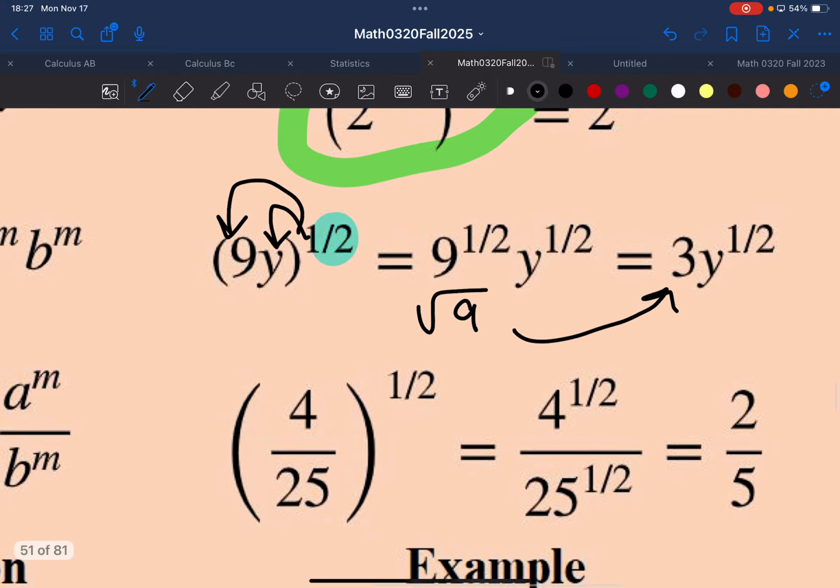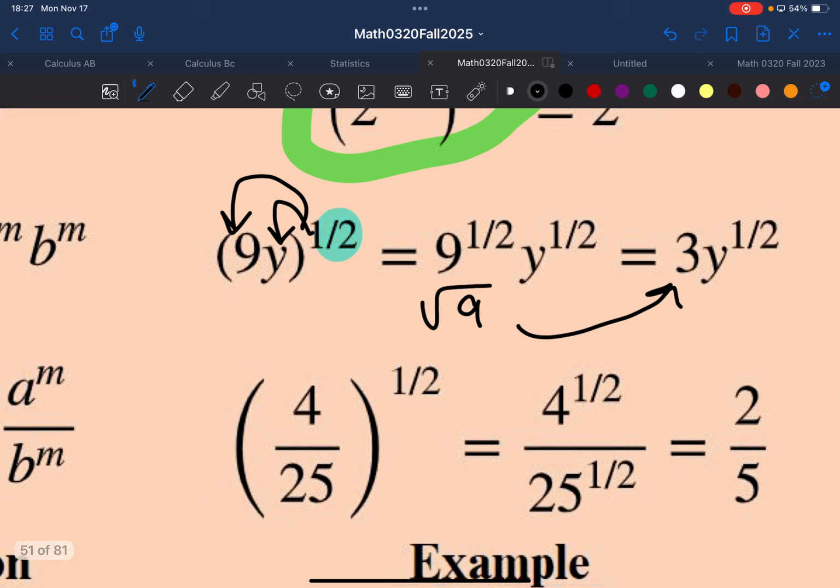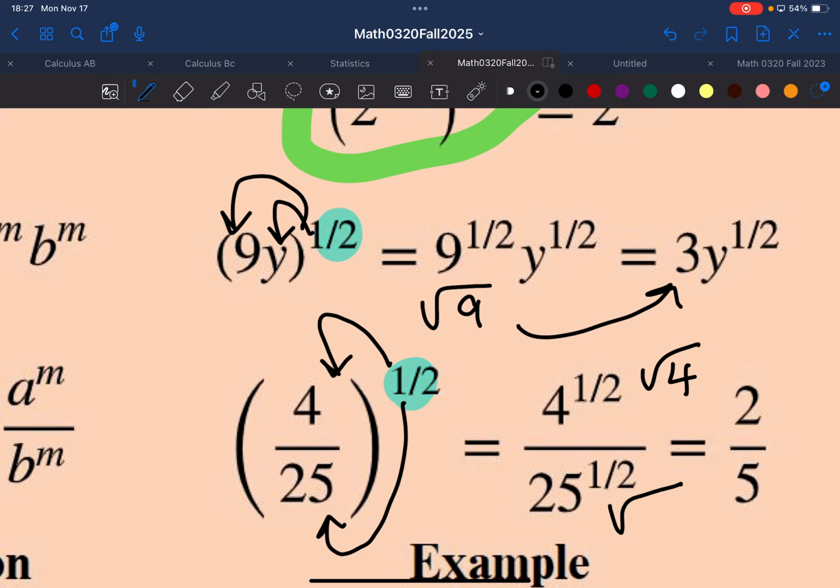Same with the one below. That's the power of the quotient. We still are going to give the exponent to both parts. But now everything inside the parentheses is a fraction. So we're going to give the exponent to the numerator and to the denominator. This is very similar to when we take the radical or the square root. So they each got that exponent, and 4 to the 1/2 power is the square root of 4, and 25 to the 1/2 power is the square root of 25. So that's how they got 2/5 as their answer.